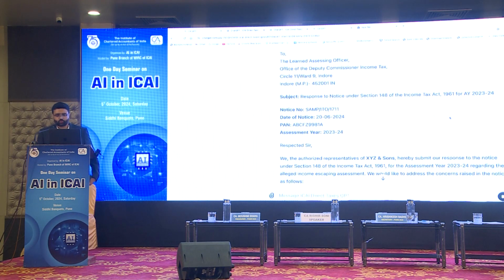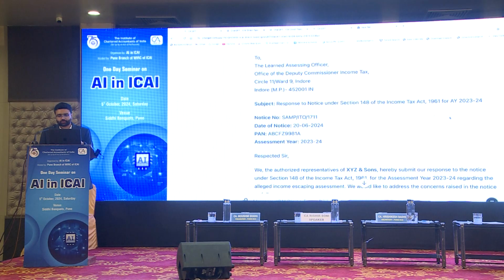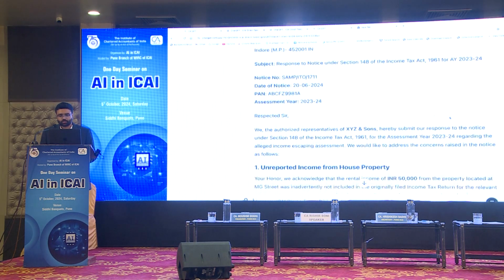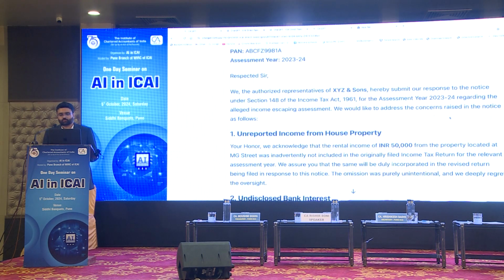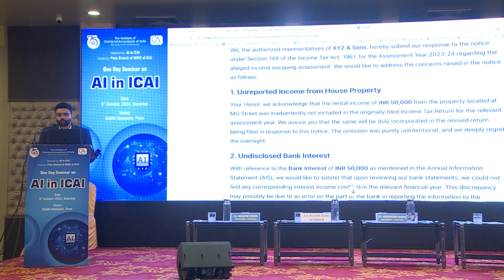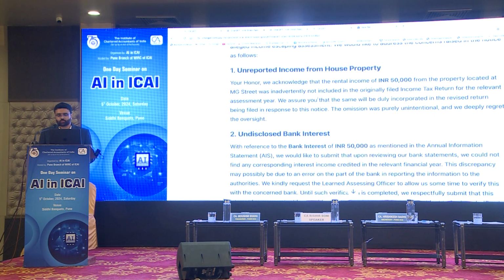Right, so this is the new response which is there. To the learned officer, this part is, I think, the same. Respected sir, we are the authorized representatives of XYZ and Sons, and we hereby submit our response to section 148 regarding the alleged income escaping assessment. We would like to address the concerns raised in the notice. First of all, the unreported house property income. We acknowledge the rental income of rupees 50,000 located at this particular street was inadvertently not included, and therefore we'll be incorporating it in the revised return.